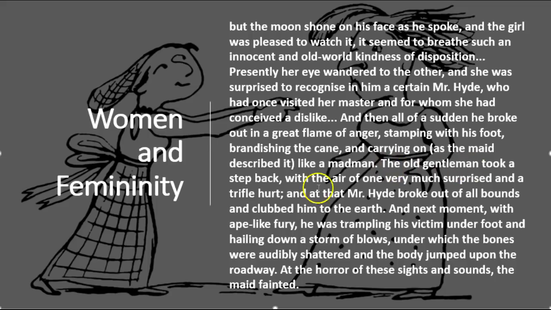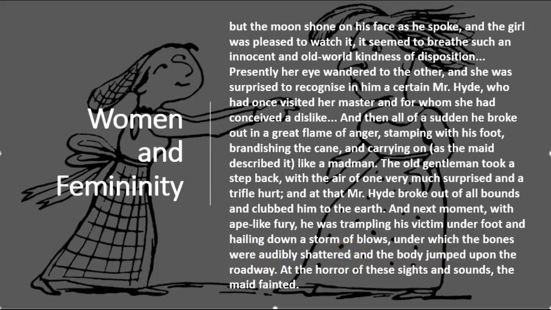The old gentleman took a step back, with the air of one very much surprised and a trifle hurt. So he's making fun again of how she describes him. He would have been horrified, but she describes him as being sort of mildly put out by this man who's just about to club him to death. And at that, Mr. Hyde broke out of all bounds and clubbed him to the earth. And next moment, with ape-like fury, he was trampling his victim underfoot and hailing down a storm of blows, under which the bones were audibly shattered.